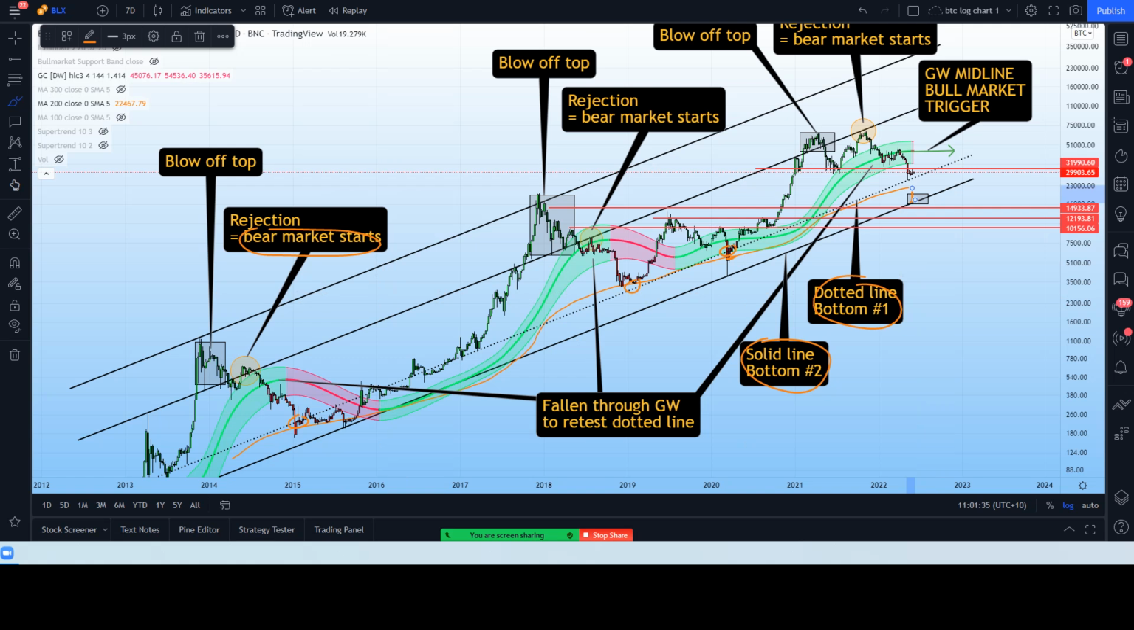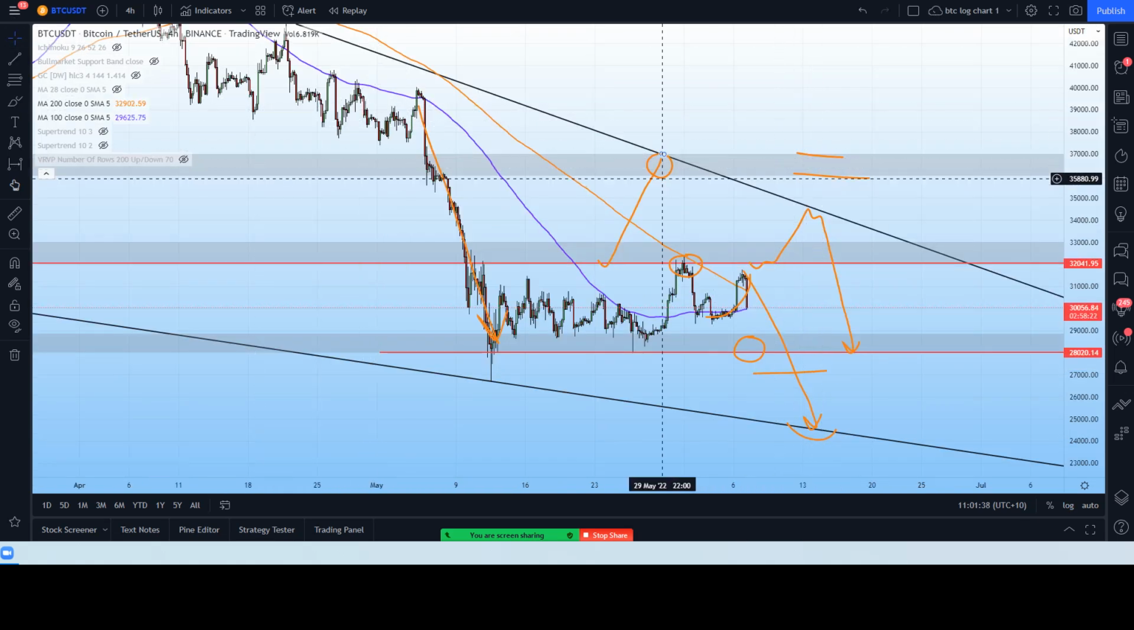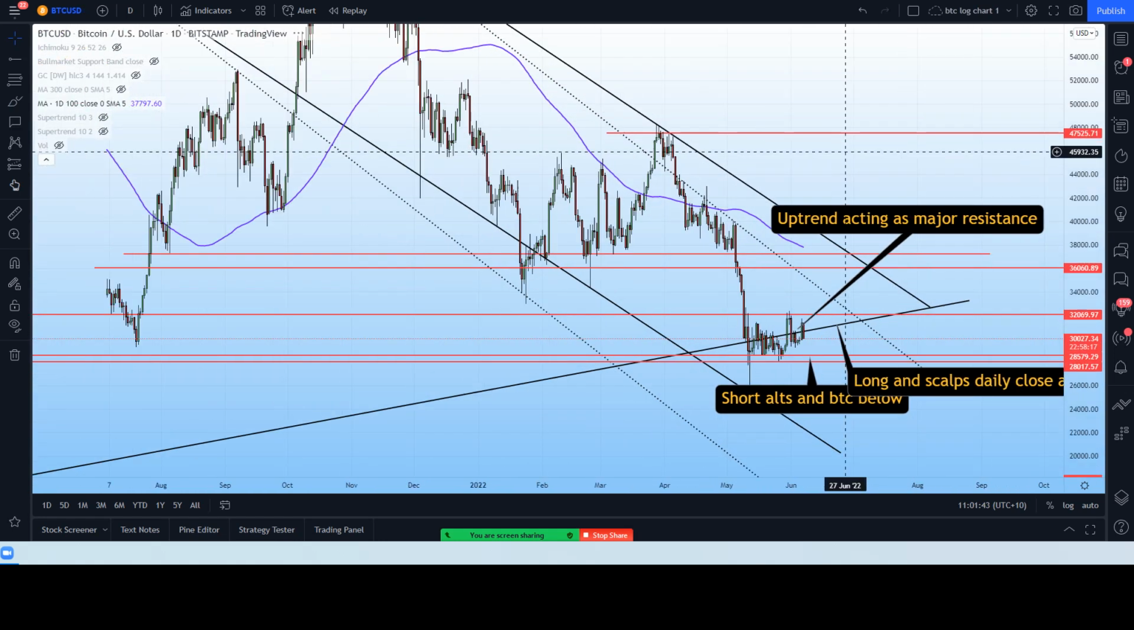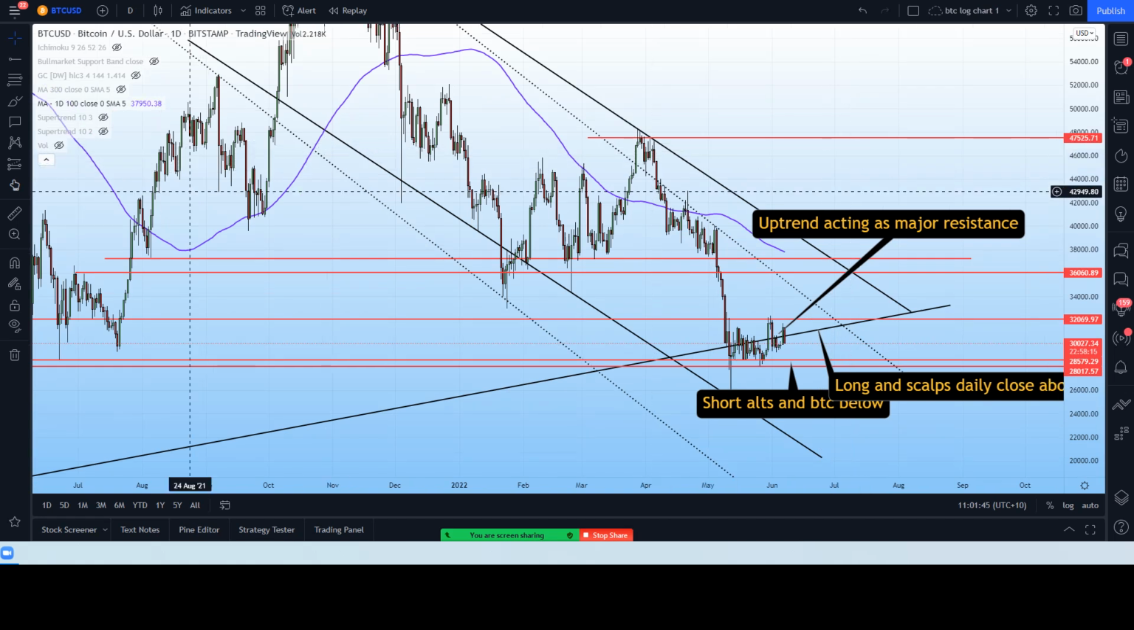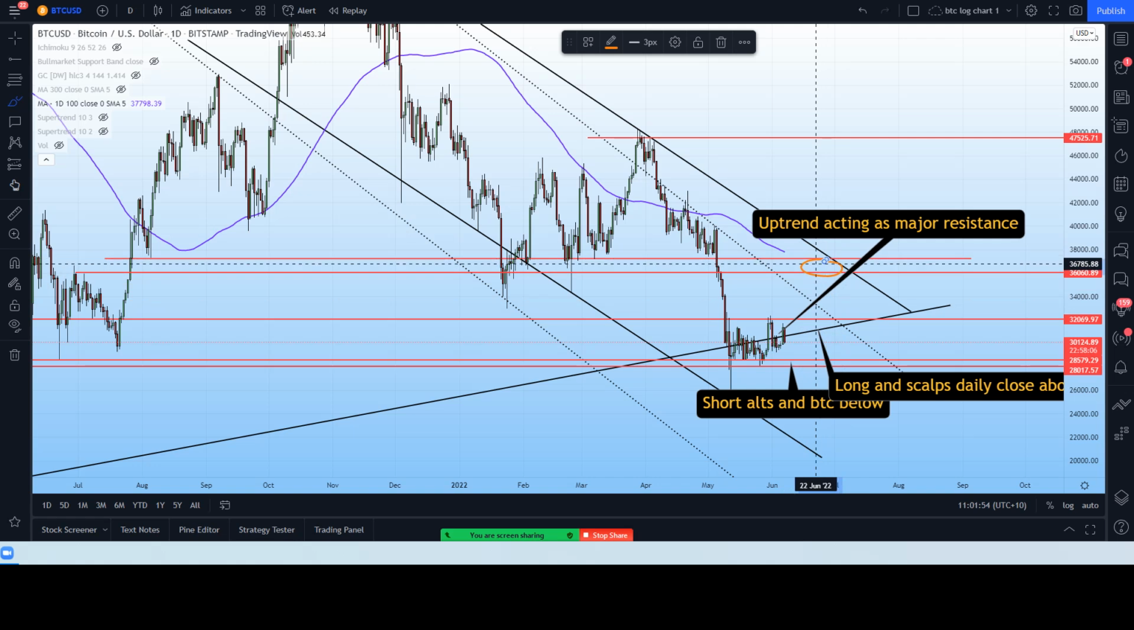Going back to your question, Wolf, which was where are my bull market validations? What do I think would need to happen for us to go into a bull market? I'm going to bring this chart up over here. I'm not going to go into the details of this chart too much, but it's quite similar to my other chart with our 32K resistance and our support zone over here.